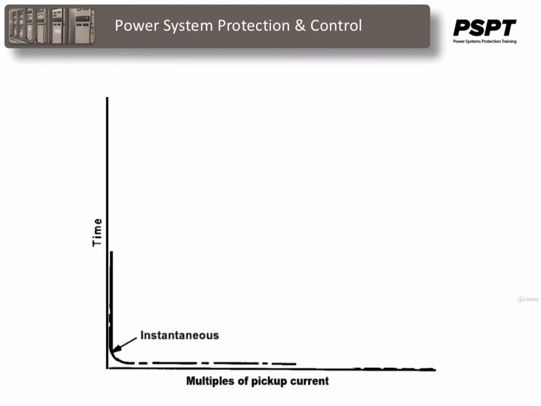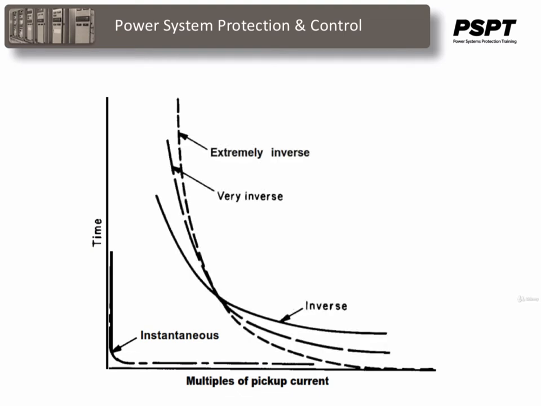The instantaneous overcurrent relay is designed to operate with no intentional time delay when the current exceeds the relay settings. Nonetheless, the operating time of this type of relay can vary significantly. It may be as low as 0.016 seconds or as high as 0.1 seconds.